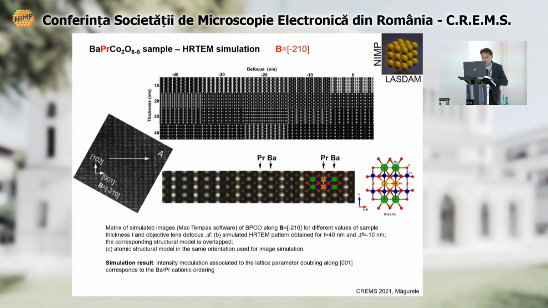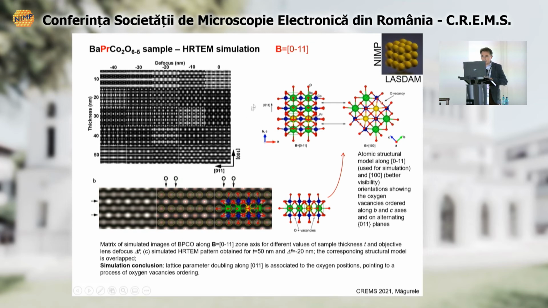What I would like to stress here is that we needed this kind of simulation because this time we are in HRTEM, not in STEM, and here all the contrast variations cannot be immediately interpreted as heavy or light element, but you need image simulation to come to a correct conclusion. So, as a result of this simulation, we would say that the observed intensity modulations in the experimental images, which are associated to the lattice parameter doubling along 001, correspond indeed to the barium praseodymium cationic ordering.